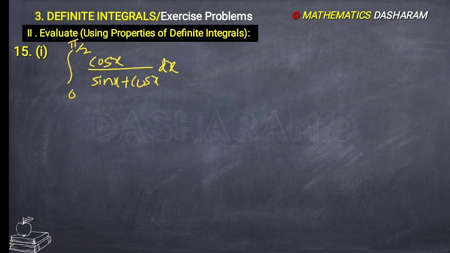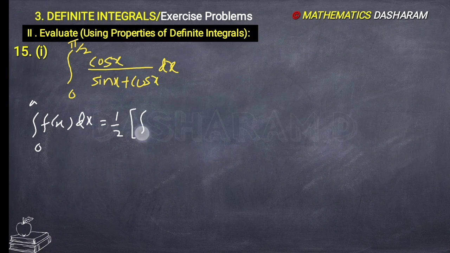15th bit, first problem: integral 0 to pi by 2 of cos x divided by sin x plus cos x dx. So here the suitable property is integral 0 to a of f of x dx equal to 1 by 2 bracket of integral 0 to a of f of x plus f of a minus x dx.